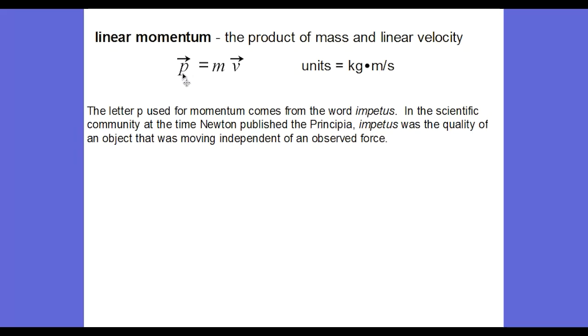Why the letter P for linear momentum? Well, Newton's second law was originally spoken of in terms of a change in momentum being caused by a force. Today we say F equals ma. A force causes an acceleration. But originally, a force caused a change in momentum. And at the time when Newton published his work Principia, there was a word, impetus. And that was the quality of an object that was moved to be moving independent of an observed force. So from the word impetus, we get the letter P for momentum.